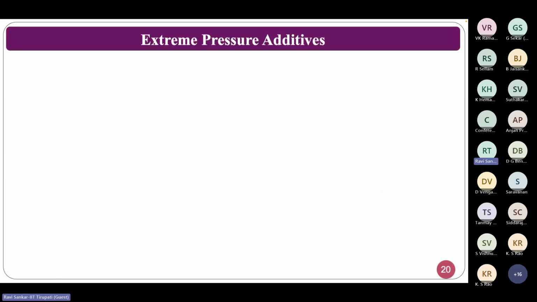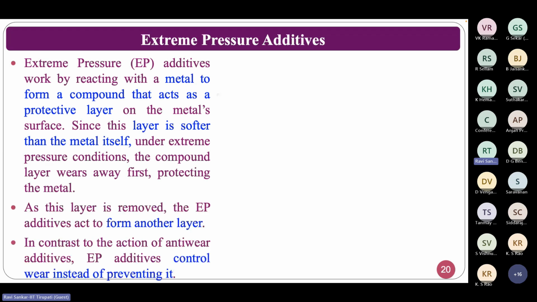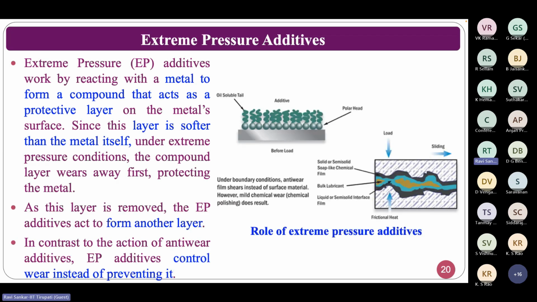Okay, so next one is extreme pressure additives. Extreme pressure additives are needed when there is high pressure. For example, whenever you are doing the casting product machining, the chip will be moving on the cutting tool. When the chip is moving on the cutting tool, what will happen? A lot of pressure will be there. So this may lead to tool wear, and then after some time there will be a catastrophic failure of the cutting tool.